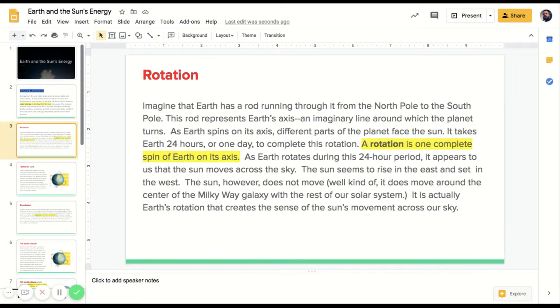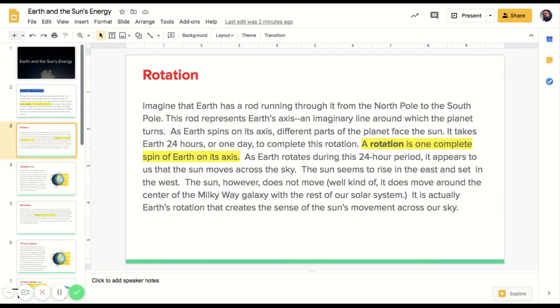Rotation. Imagine that Earth has a rod running through it from the North Pole to the South Pole. This rod represents Earth's axis, an imaginary line around which the planet turns. As Earth spins on its axis, different parts of the planet face the sun. It takes Earth 24 hours, or 1 day, to complete this rotation. A rotation is one complete spin of Earth on its axis.